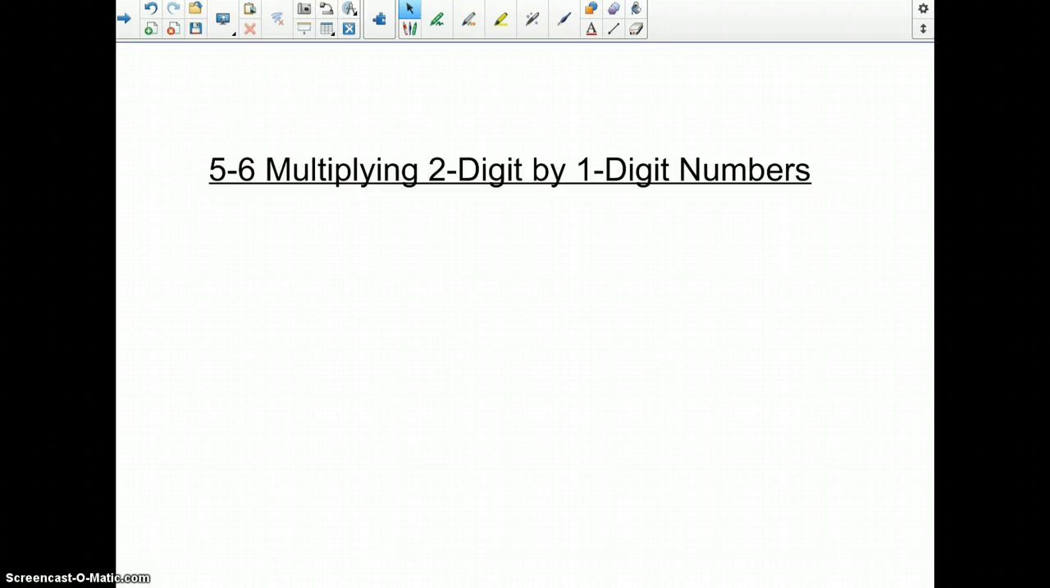In your math notebook, you need to label the next blank page 5-6, multiplying 2-digit by 1-digit numbers. This is a review of what we did yesterday. We're just going to learn another way of doing that. So go ahead and push pause and label that notebook and then move on.